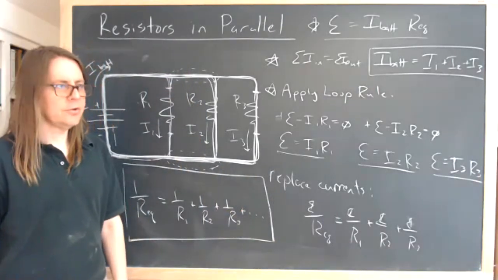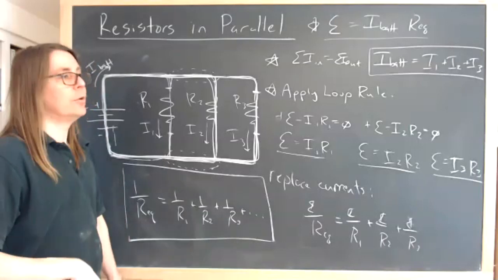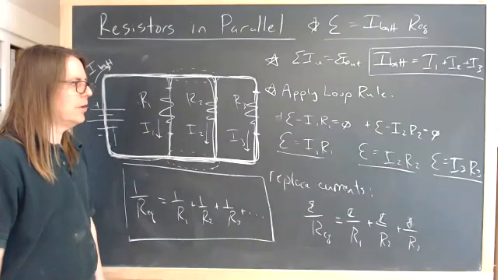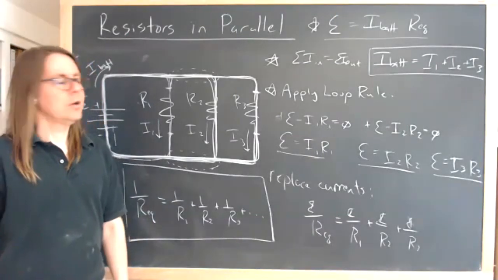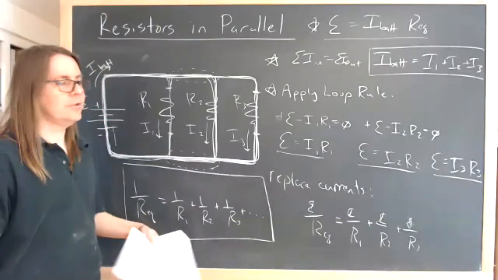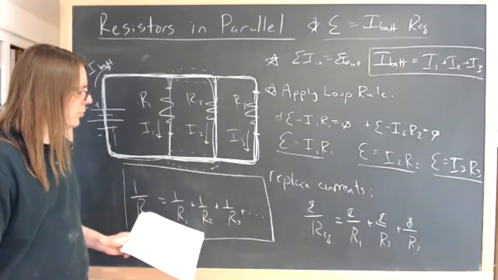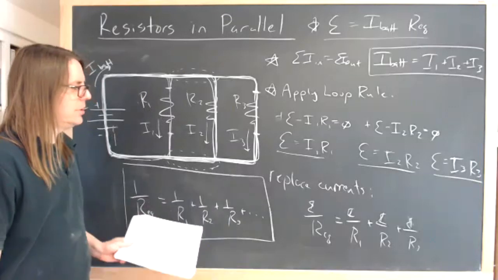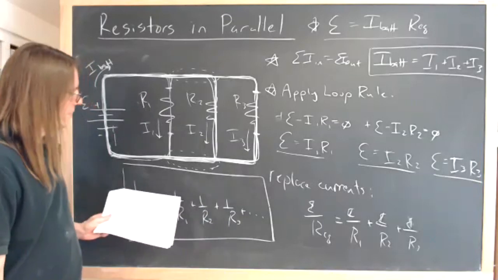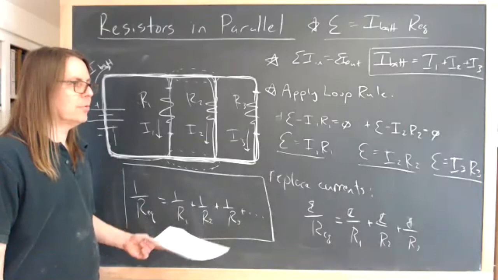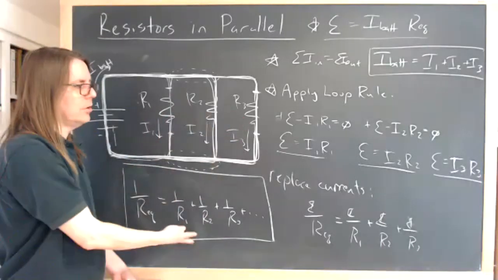So that's how you add resistors in parallel. Resistors in series, you just add the values. Resistors in parallel, you add the inverses, and you don't want to forget to flip it back over to get the value. When you add resistors in series, the resistance gets bigger. When you add resistance in parallel, the resistance gets smaller. If each one of these was 2 ohms, 1 over 2 plus 1 over 2 plus 1 over 2 would be 3 over 2. Flip it back over and it'd be 2/3 of an ohm. Each one was 2 ohms, but altogether they would make less than an ohm.